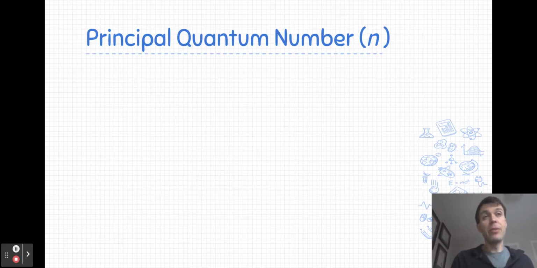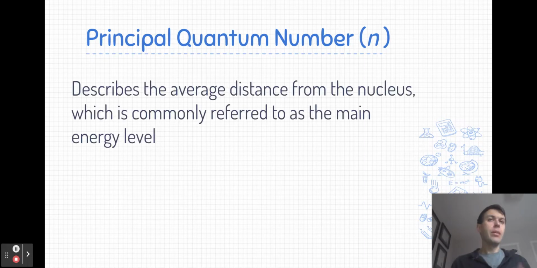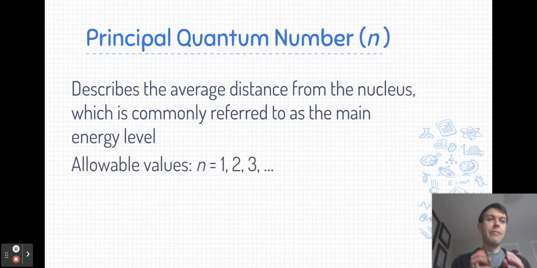The first variable that we're going to talk about is called the principal quantum number. It's given the symbol lowercase n. The principal quantum number describes the average distance that an electron has from the nucleus. Or the way we usually talk about it, it describes the electron's energy level. The values that n can take on are simply positive integers starting at 1. So the lowest energy level is 1, the next lowest is 2, 3, and so on and so forth.